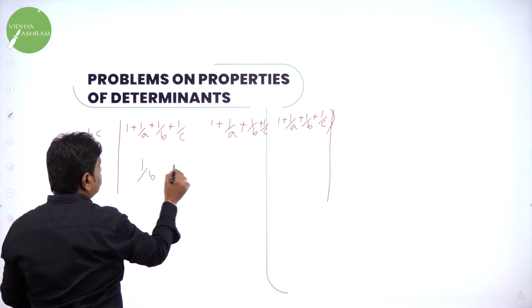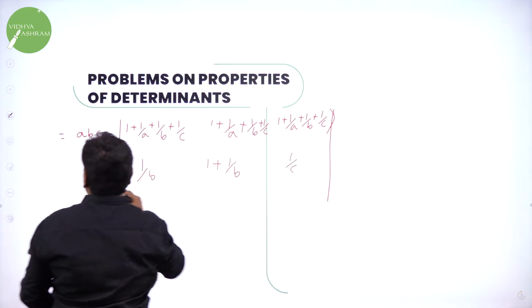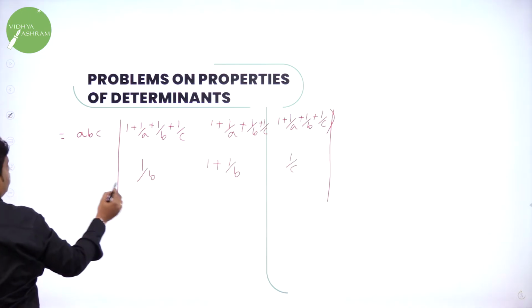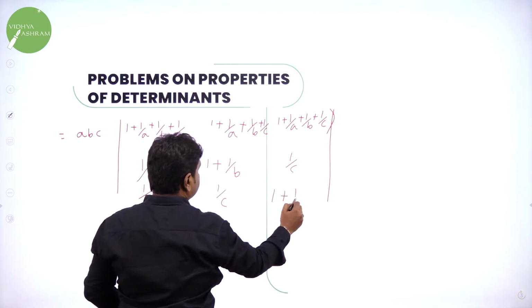1 by B, 1 plus 1 by B, 1 by B. Third row: 1 by C, 1 by C, 1 by C, 1 by C, 1 plus 1 by C.